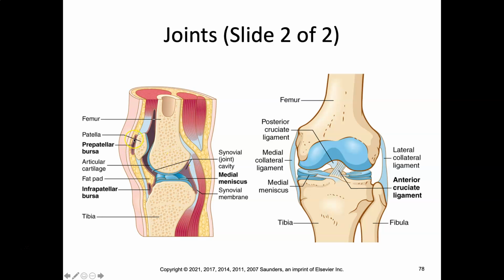And then you've got another bursa up here. And then over here, this just shows you the ligaments, how the ligaments are attaching in there, and how you've got them on the side here as well.